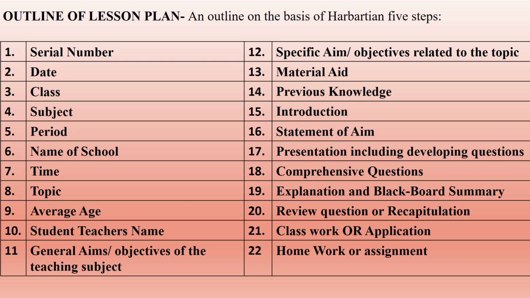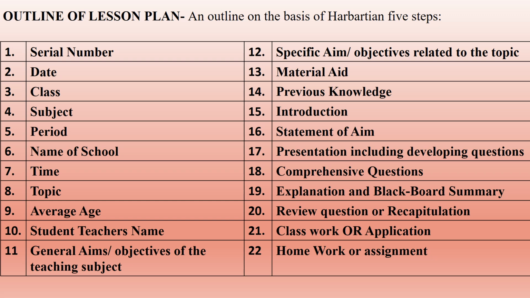First of all, you have to write the serial number. After that, date will be mentioned. After the date, class has to be written. After class, subject has to be mentioned. After subject, period has to be written. Thereafter, name of the school will be written. After that, time will be mentioned. After time, topic will have to be mentioned.